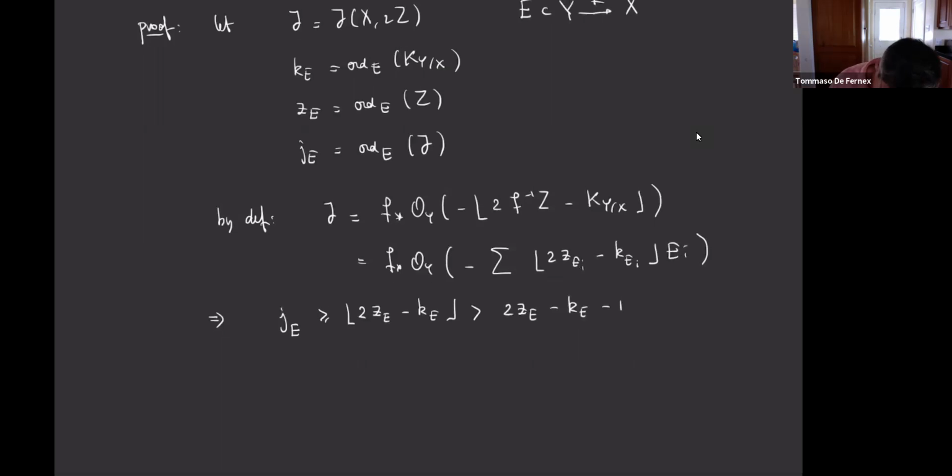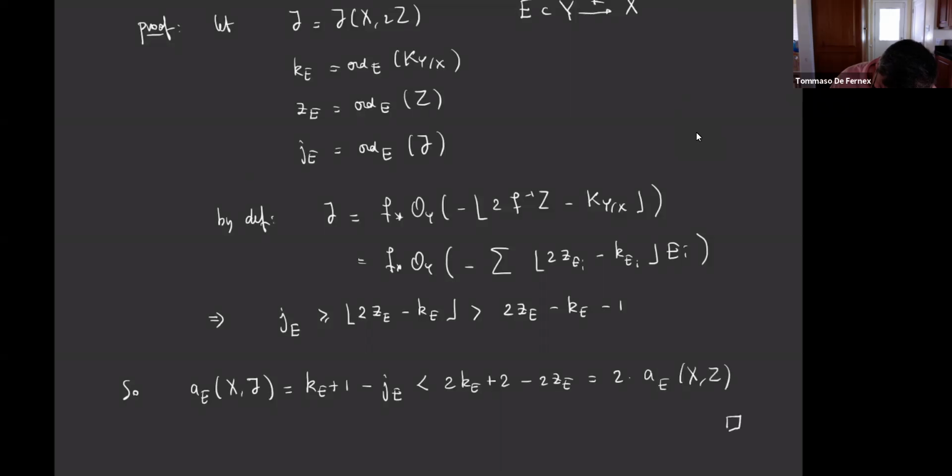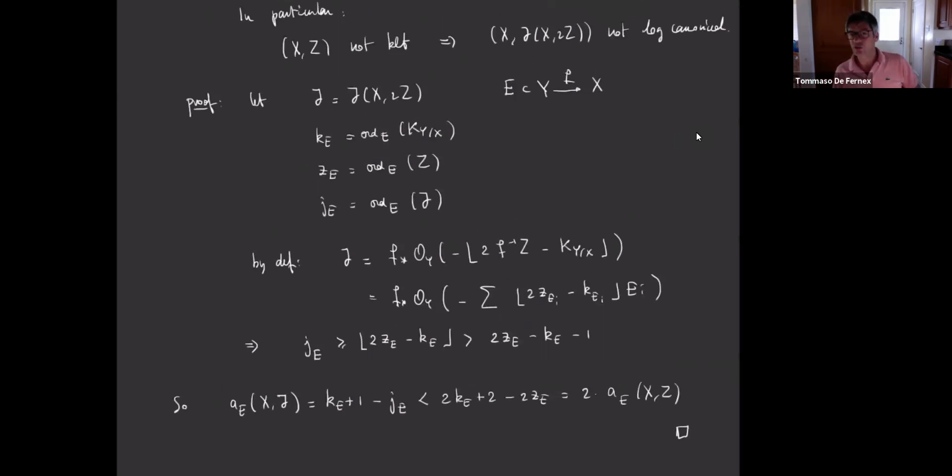Okay, so when I now look at the discrepancy of XZ or XJ, I have to correct this here in my notes. By definition, this is KE plus 1 minus this JE. But JE is at least that number, here with a negative sign, so it's going to be less than KE plus 1 minus that number, so I'm going to get 2KE plus 2 minus 2ZE. And this is exactly 2 times the discrepancy of Xz. Okay, so this is a pretty elementary property. It just uses the definition of multiplier ideal as a push forward of one of those ideals of that form.